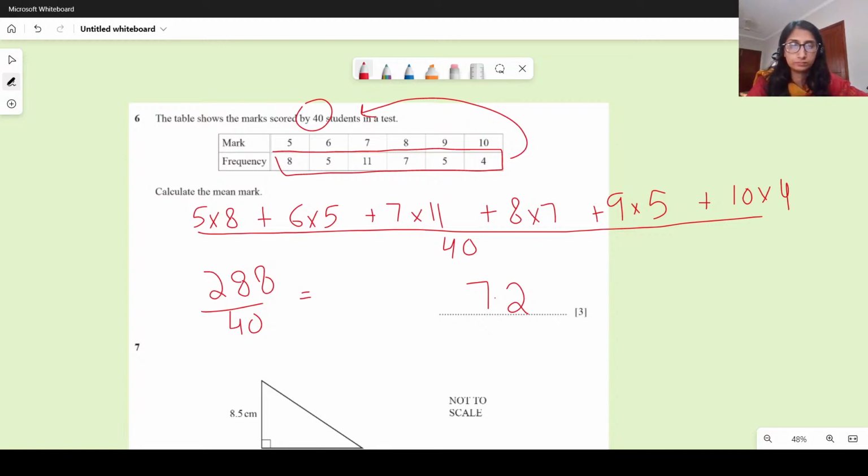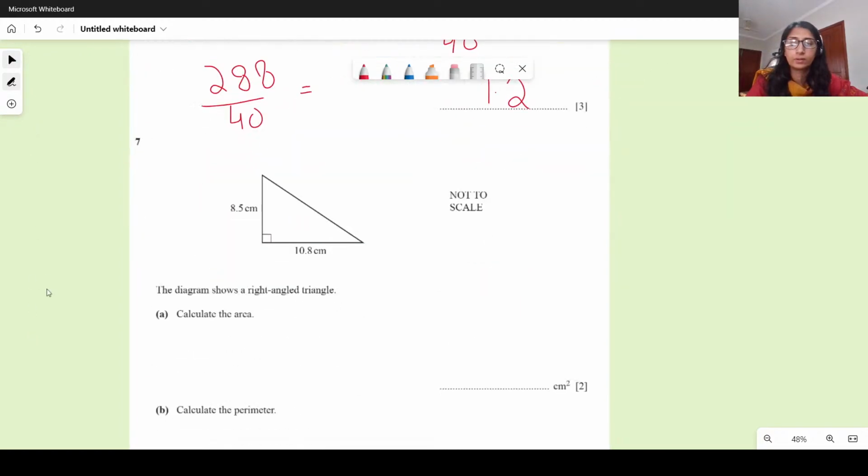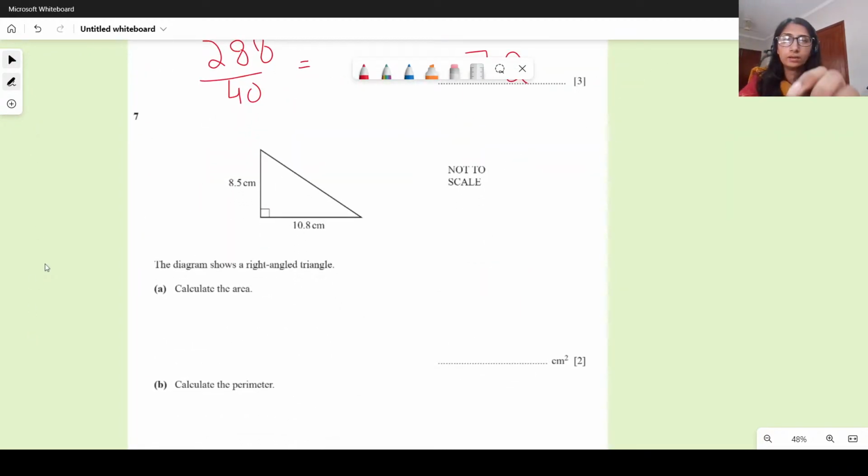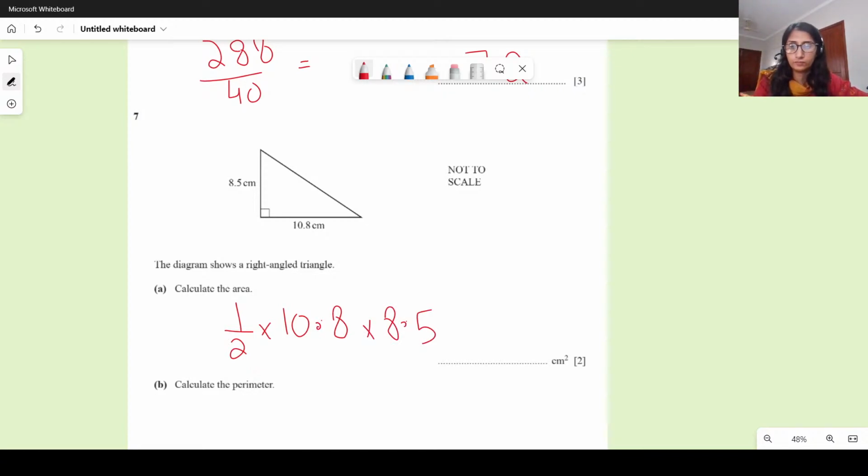Question 7. Calculate the area. So that's going to be half times base times height: half times 8.5 times 10.8, which is 45.9.